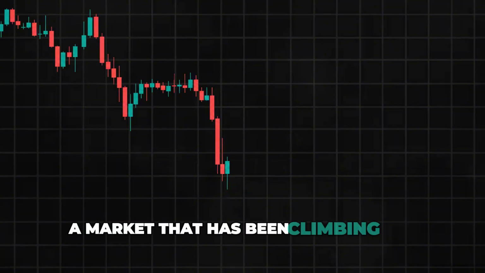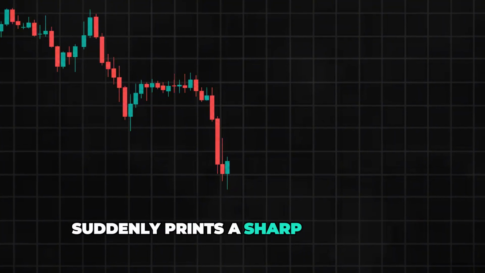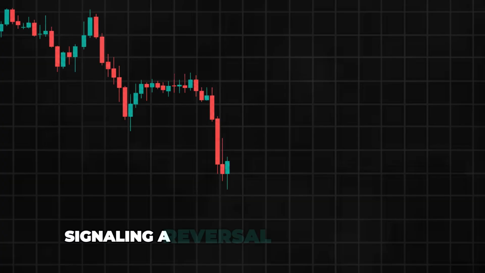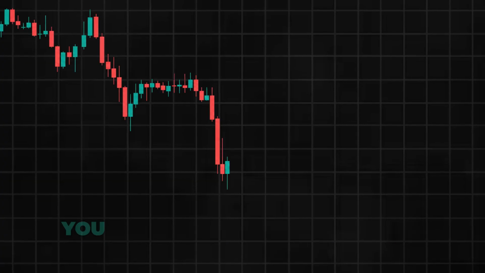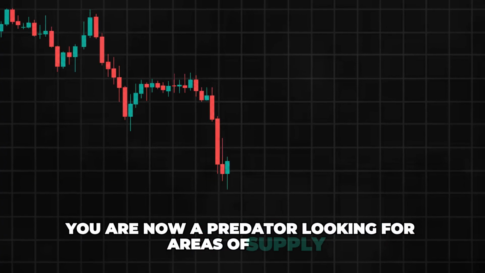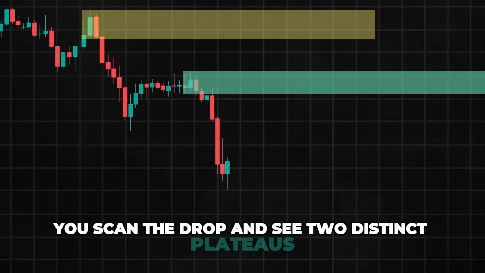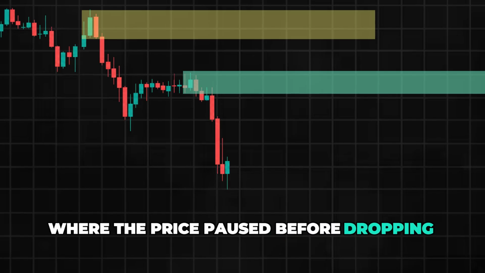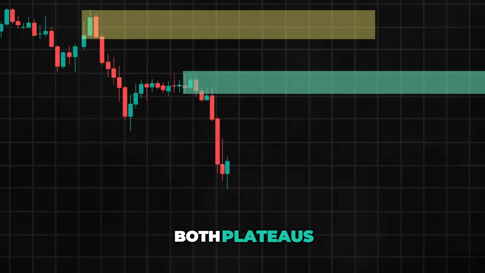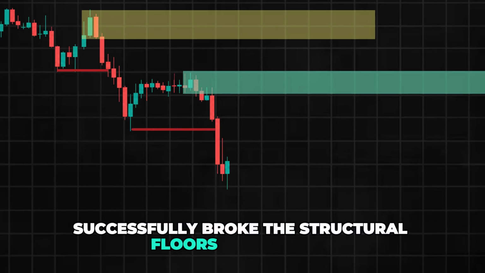Now visualize a downward reversal. A market that has been climbing for weeks suddenly prints a sharp, aggressive plunge, signaling a reversal to the downside. You are now a predator looking for areas of supply to sell short. You scan the drop and see two distinct plateaus where the price paused before dropping further. Both plateaus successfully broke the structural floors below them.